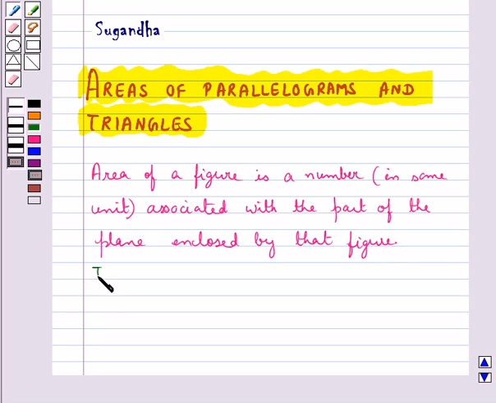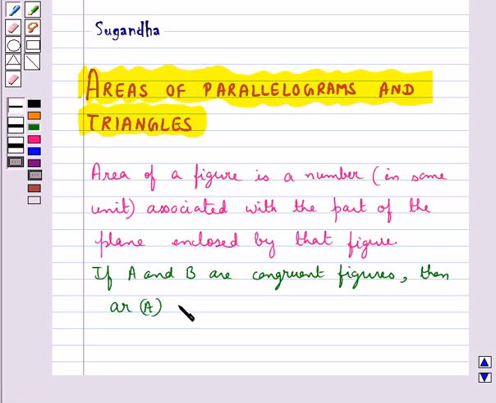And if we have that A and B are congruent figures, then area of the figure A, which is represented by ar(A), is equal to area of the figure B.